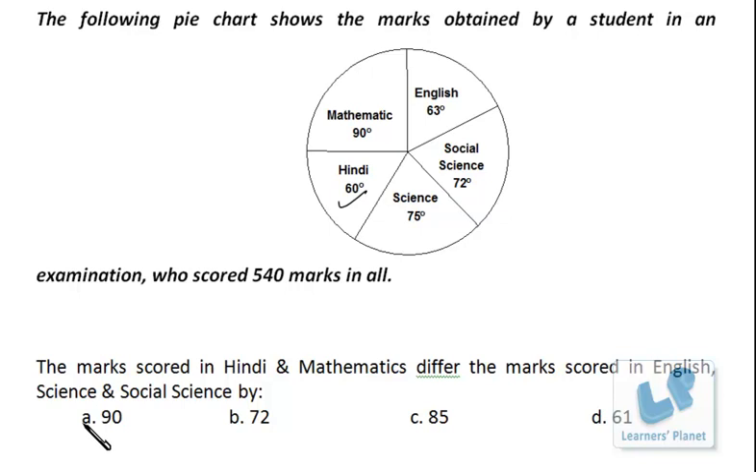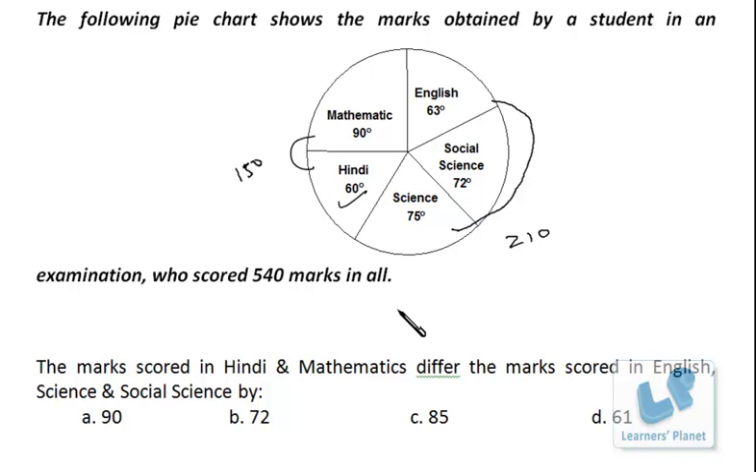Now, the third question: the marks scored in Hindi and mathematics differ from the marks scored in English, science and social science. So what you do is just add up Hindi and mathematics. Hindi and mathematics total 150, and definitely the remaining total will be 360 minus 150. So 360 minus 150 is 210, right? Now, what is the difference between these two? It's 210 over here and 150 over here.